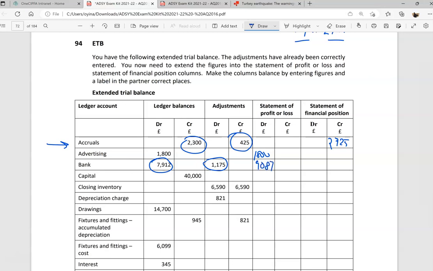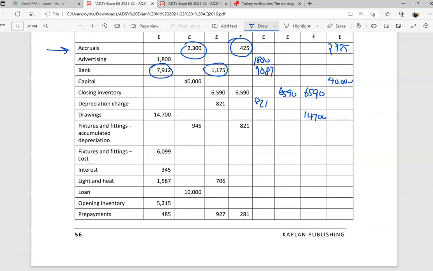9087. Capital is going to come through as a kind of credit. Closing inventory. So of course you're going to have closing inventory as a credit, 6590, but you're also going to have it as an asset, 6590 as a current asset. Depreciation is an expense, 821. Drawings, if you like, in the statement of financial position, 14,700.